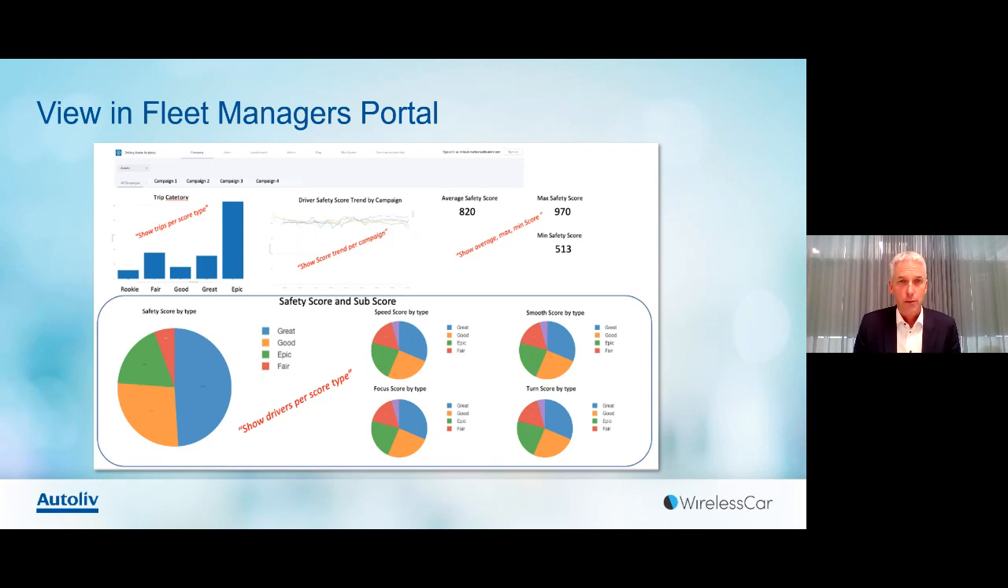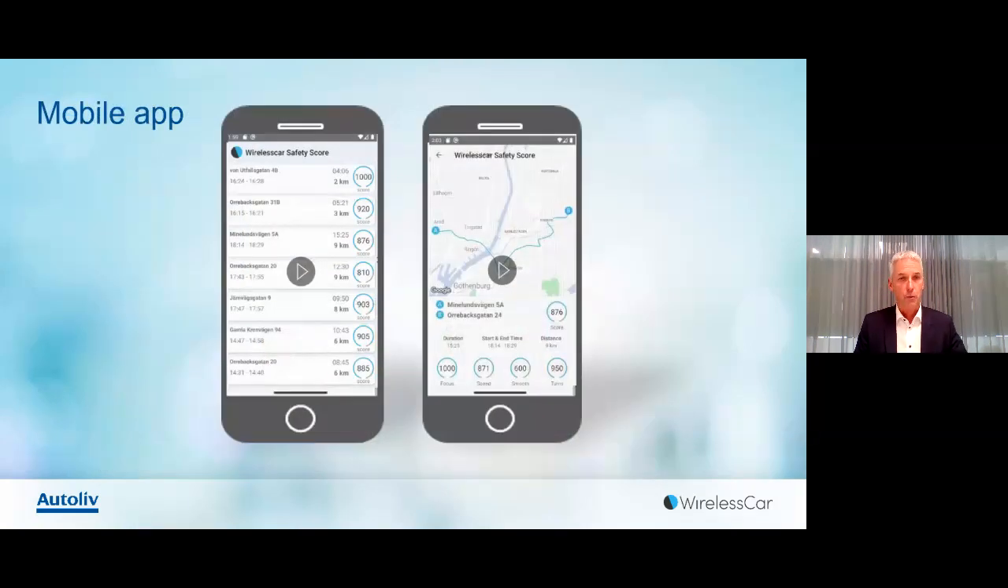And below, you can see the different subscores. So maybe your fleet in Berlin is really good at the focus area, or maybe the fleet in Munich needs to work some on the speed area. So here you can see the different subscores and what's good and what's not so good. And if we move to the next slide, I will show you how it looks for the drivers.